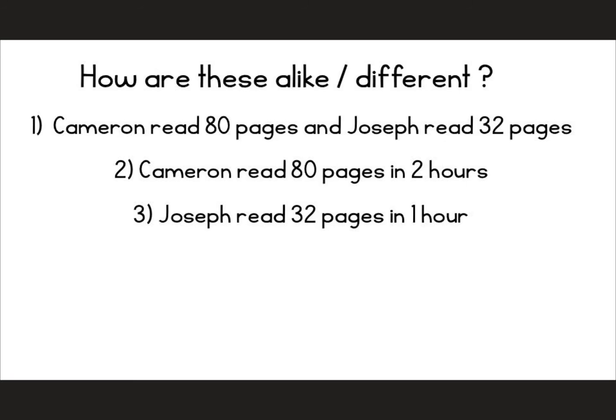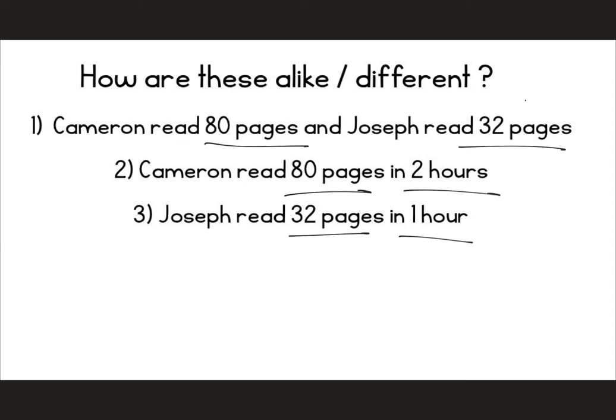Okay. Excellent. Okay, so we have these three things. How are they alike? How are they different? Cameron read 80 pages and Joseph read 32 pages. Okay, that's our first thing that we're looking at, Libby. Ooh, let's underline that information. Cameron read 80 pages, Joseph read 32 pages. Second choice, Cameron read 80 pages in 2 hours. And the third choice, Joseph read 32 pages in 1 hour.